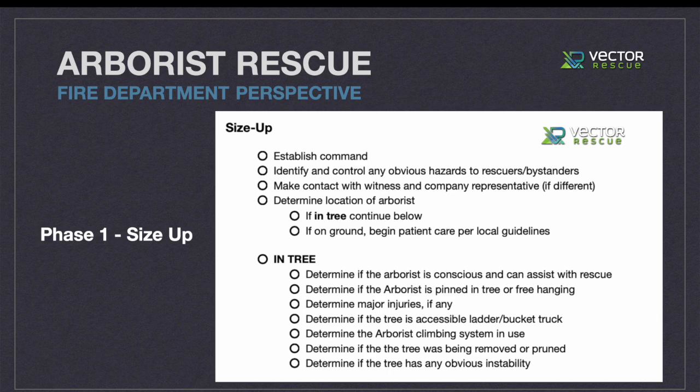So can we reach them with a ladder or bucket truck, a ground ladder perhaps? Try to figure out what kind of climbing system they have in use. Ideally, if they're conscious, they can tell you. If not, you're going to have to use the skills you learned in this class to go visualize it and identify it. Figure out if the tree was being removed, if it's a takedown or if it's just being pruned. Is it a normal, healthy tree? That takes away a lot of our concerns. And take a look at the tree, again, make sure there's no obvious instability, anything we need to worry about.